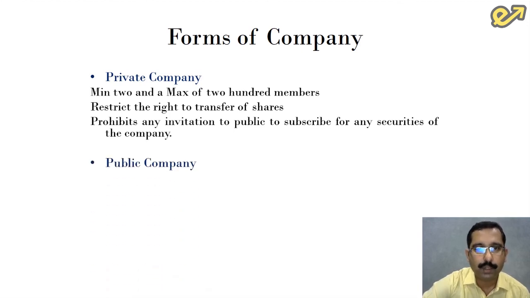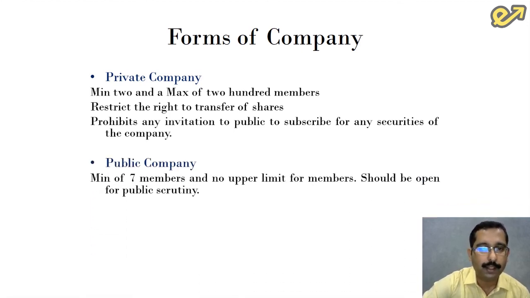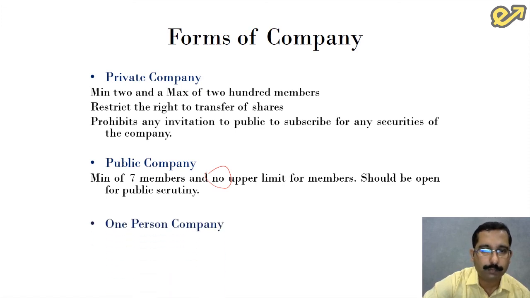The second type of company is the public company, and here the minimum number of members should be 7 and there is no upper limit. It can have any number of members, and it is open to public scrutiny. The balance sheet should be published in the media where the public can come to know the status of the company. And the last one is the one person company.